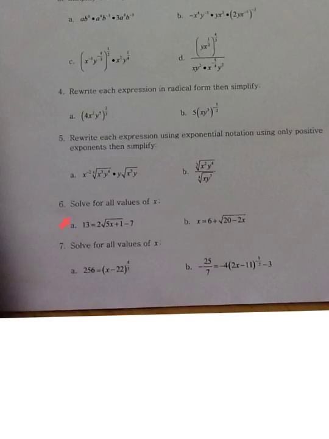Okay, so 6 is solving the radical equation. Remember, when you solve radical equations, you want to try to isolate the radical first, if you can. Then you square both sides. If it's cube root, you cube both sides. Square root, you square both sides.